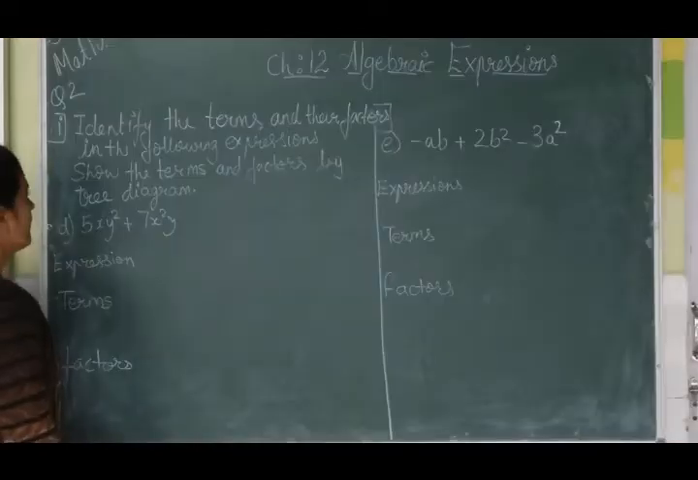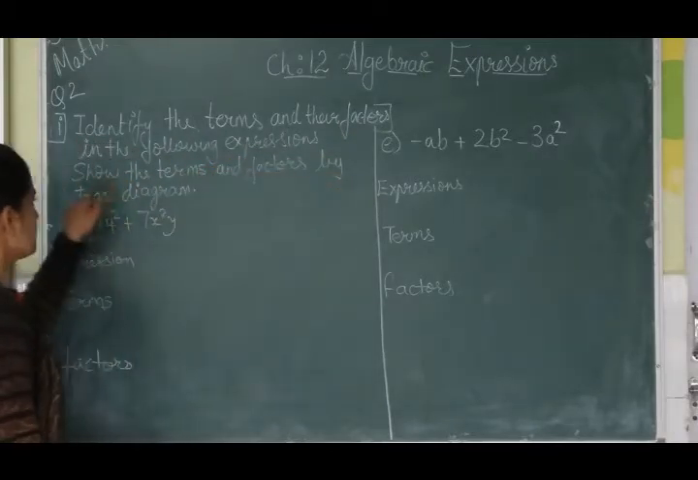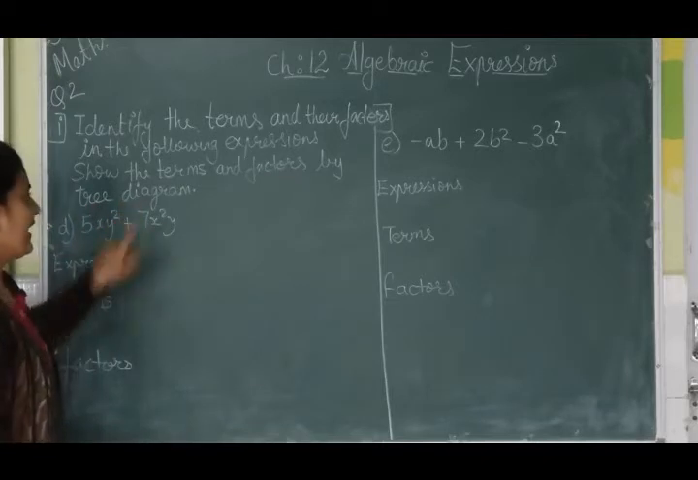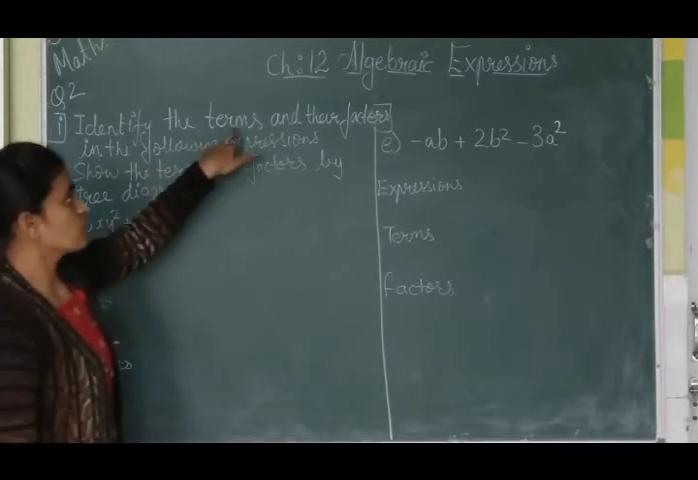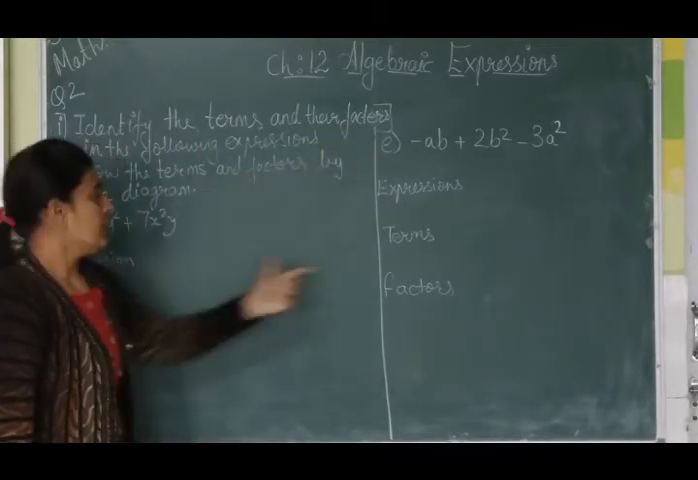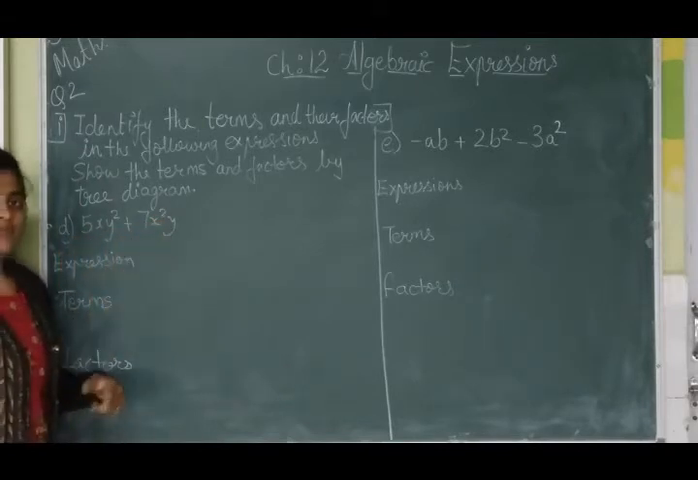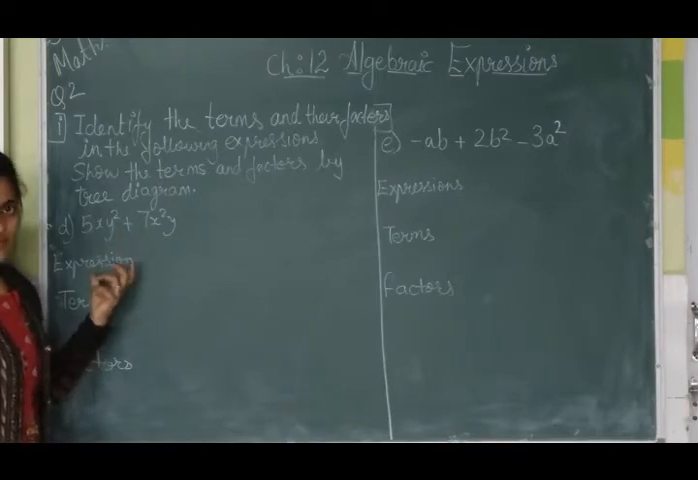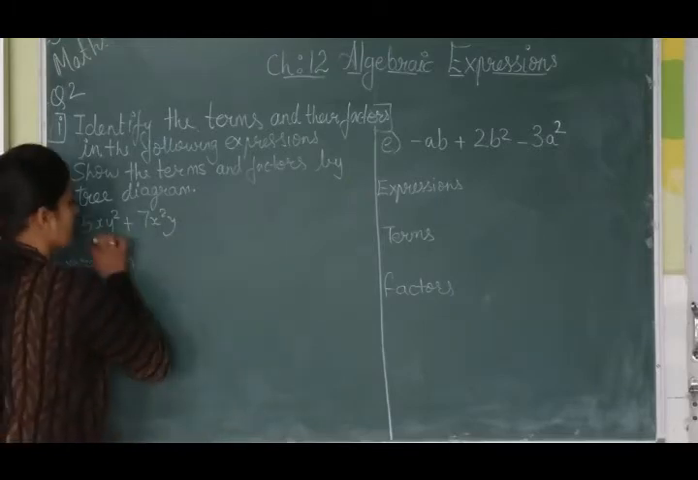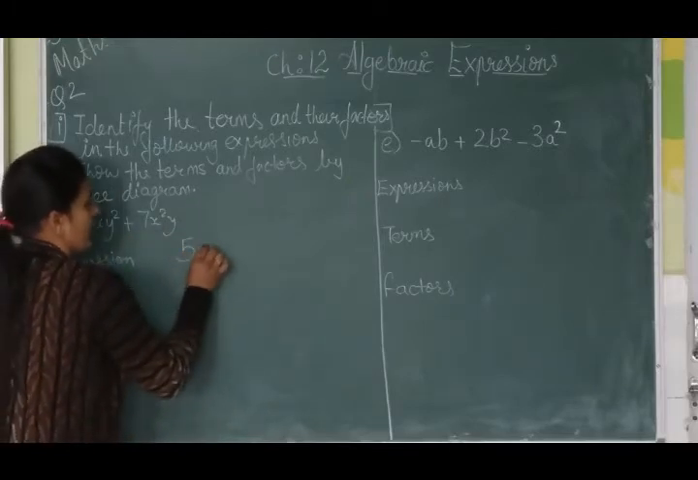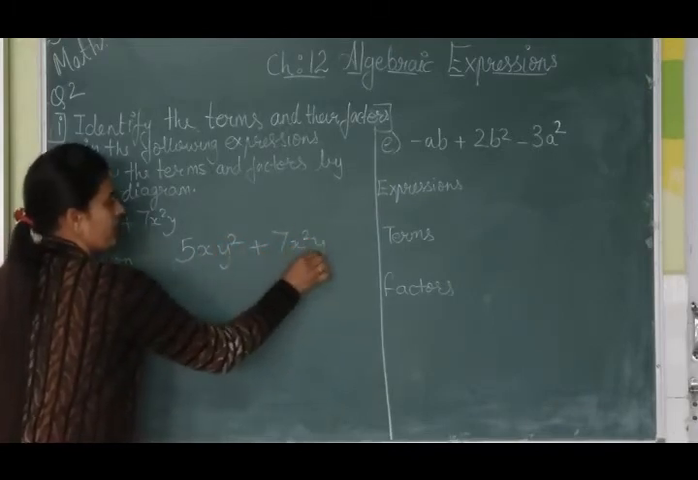Next question: identify the terms and their factors in the following expressions. Show the terms and factors by tree diagram. Here we have to draw a tree diagram, and in that we have to show the terms and their factors. First expression is 5xy square plus 7x square y. So first of all, we will write down the expression, and in front of that write down the expression, that is 5xy square plus 7x square y.